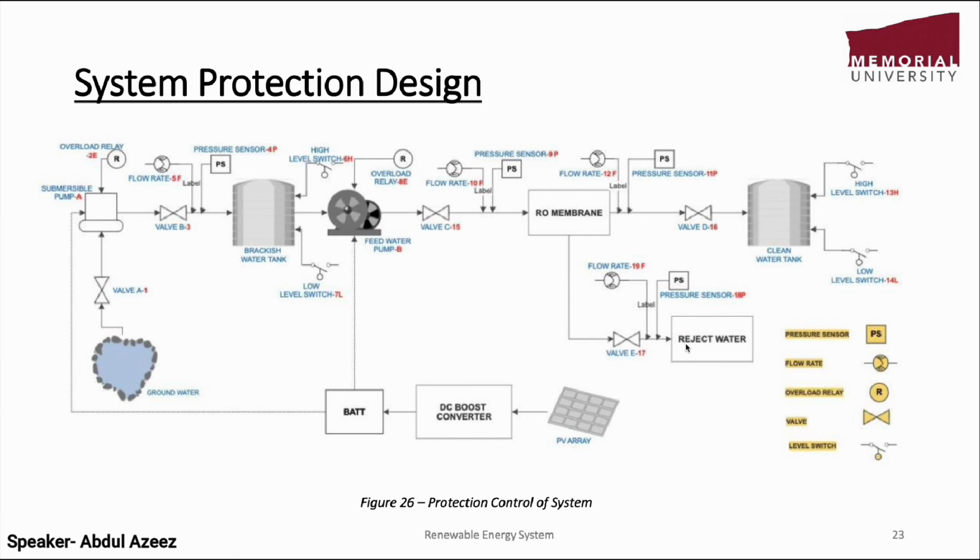Then moving on to the reject water outlet. This protection function mainly monitors the productivity and the efficiency of the system by taking the input feedback from the flow rate sensor 12F, which is at the RO membrane outlet, and also the flow rate sensor 19F at the reject water tank. And if the efficiency of the system falls below 50%, the emergency shutdown signal is initiated to shut down the complete system. And moving on to the clean water tank, same as in the brackish water tank, we have two level switches installed, high level and low level. When the water level reaches the high level switch and holds for 15 seconds, the level switch initiates a signal to trip the whole system.